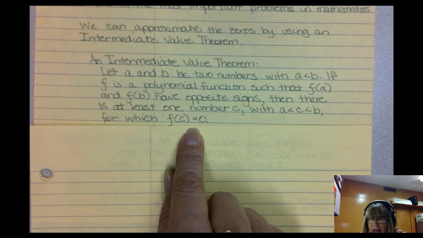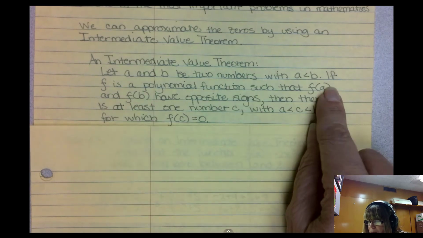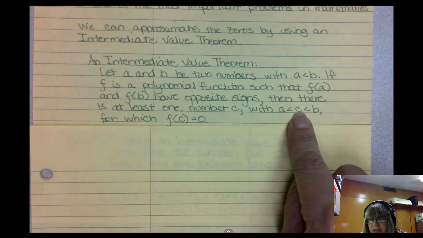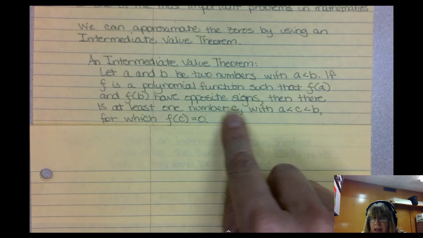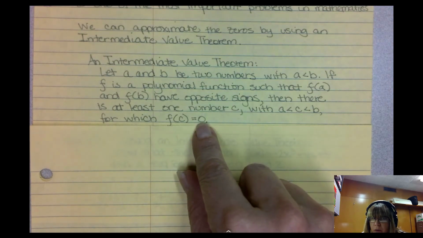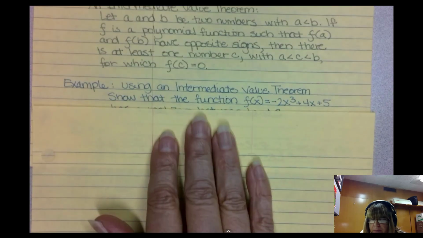Now think about that. When I evaluate a value at a and I evaluate a value at b and they have opposite signs, it could have gone from positive to negative, or this might be negative and this must be positive. You must have crossed through 0 somewhere. And therefore, there should be some value in between a and b that, when the function is evaluated at that value, it is 0. This is the intermediate value theorem. So let's use this theorem.